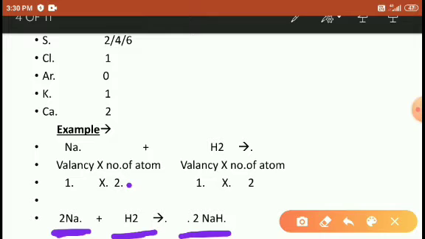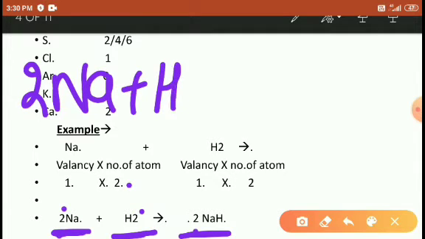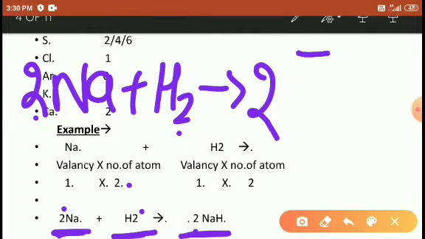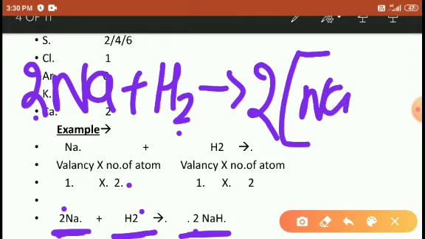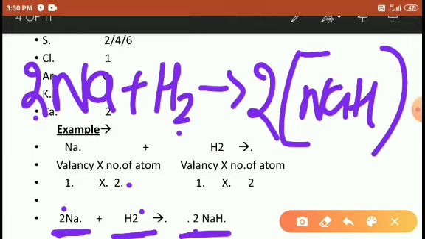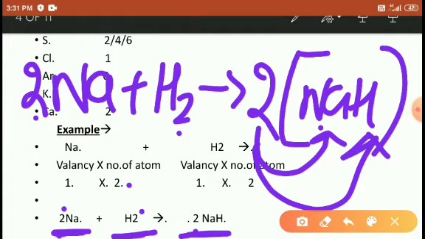Here, for both elements, sodium stoichiometry number 2 and hydrogen stoichiometry number 2, this 2 is taken as a common. So afterward we have to write 2 NaH like this, from 2 Na plus H2. This 2 taken as a common, and you have to write here 2 NaH. You may write it either in bracket or without bracket. This 2 means the 2 is common for both sodium and hydrogen, 2 sodium and 2 hydrogen. Right, students?